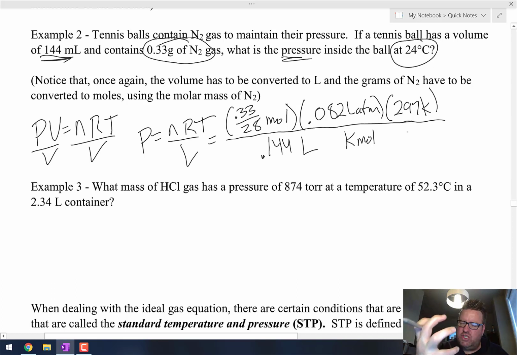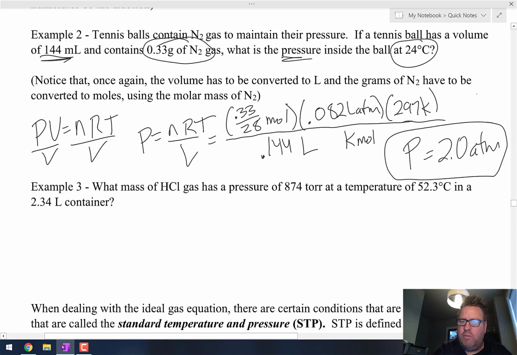And notice, like when you squeeze a tennis ball, usually especially when they're new, they're pretty solid, they're pretty hard, okay? Because as you can see, the pressure inside of there is almost double. It is double the normal atmospheric pressure. I get an answer of 2. All right, let's do one more.